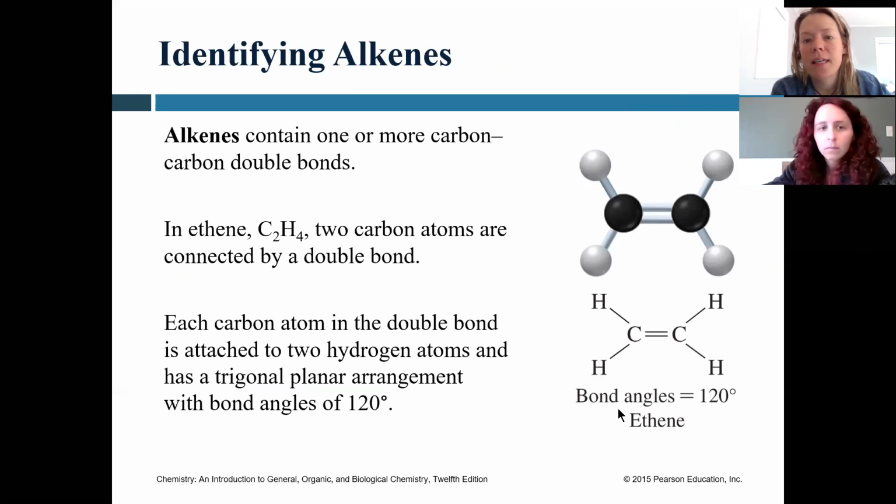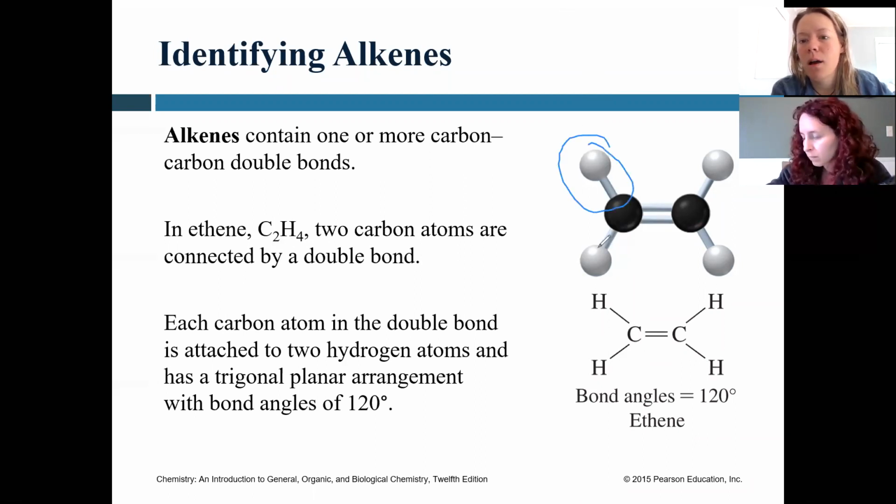So identifying alkenes. An alkene contains 1 or more carbon-carbon double bonds. So here's ethene. In ethene, we've got C2H4, 2 carbon atoms connected by a double bond. This is a little bit different as far as its arrangement. Remember with ethane, it had 4 groups sticking off of each carbon, so its structure was tetrahedral. Here we've just got 3 groups, 1, 2, and then 3. 3 groups give us 120 degrees between each, which we would say is a trigonal planar arrangement.